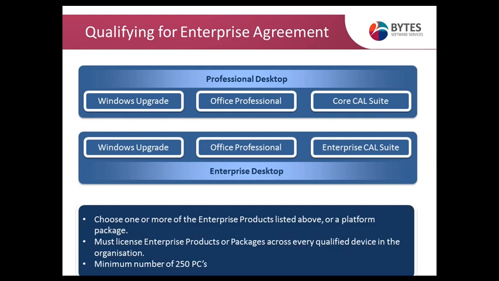I mentioned the platform discounts, so you can see above and below those lists of products you've got the Professional Desktop and the Enterprise Desktop. The Professional Desktop is where you've chosen to license across your entire estate Windows Upgrade, Office Professional and the Core CAL suite. And by choosing that Professional Desktop package, you'll get an extra 15% discount. The Enterprise Desktop is exactly the same as Professional Desktop, except you've got the Enterprise Client Access License suite as well.